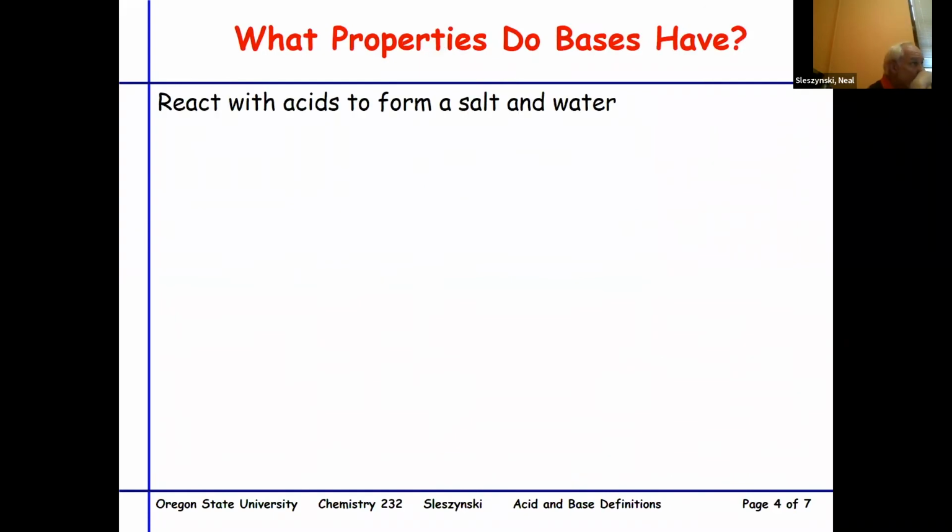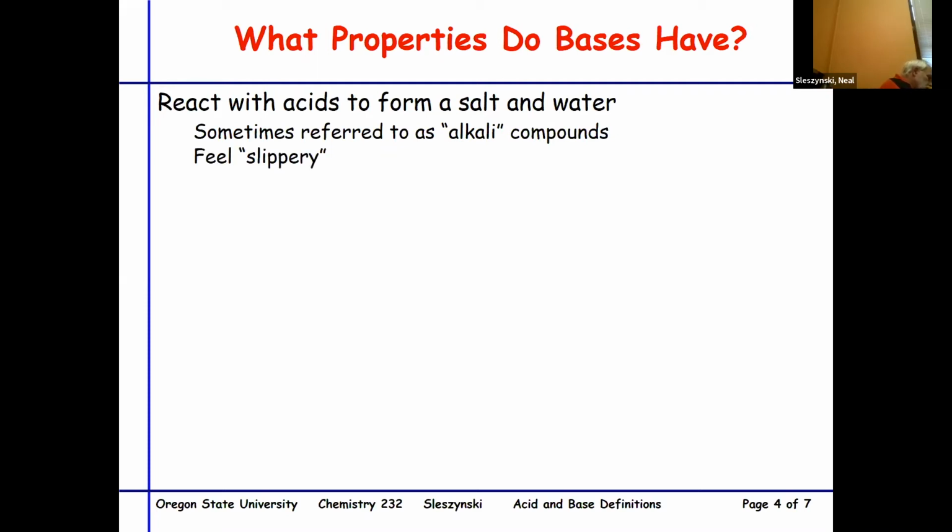Well, what properties do bases have? Well, the first one is kind of a circular definition. Bases react with acids to form a salt in water. Sometimes these bases are referred to as alkali compounds. Many of them are a result of reactions to produce either group 1 alkali metal hydroxides or group 2 alkali earth hydroxides. So they're often referred to as alkali compounds.